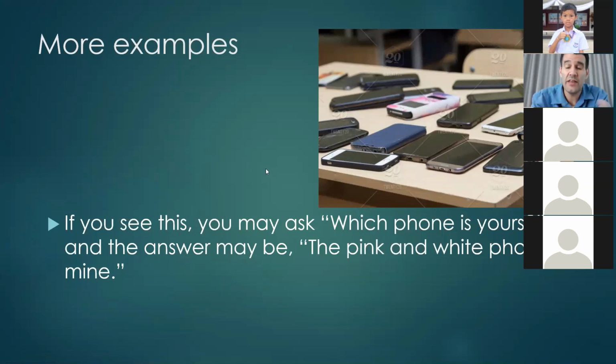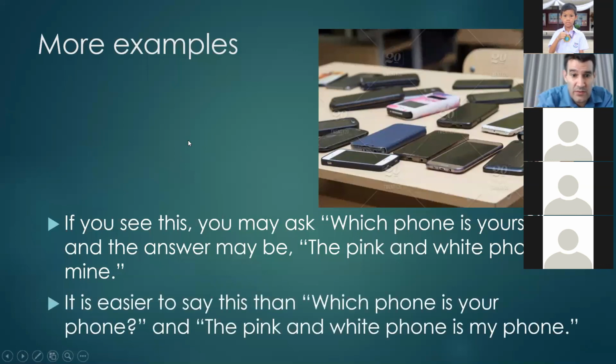So you know you are talking about phones. So you don't have to say again, which phone is your phone? The pink and white phone is my phone. You don't have to say my phone. You can just say mine. So it's easier to say than which phone is your phone.